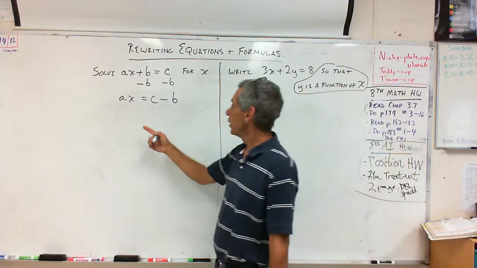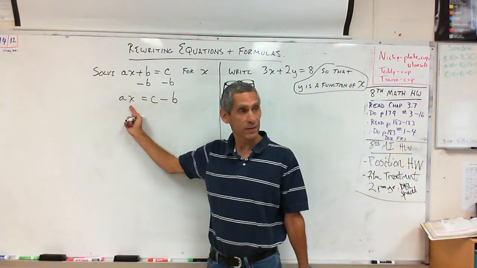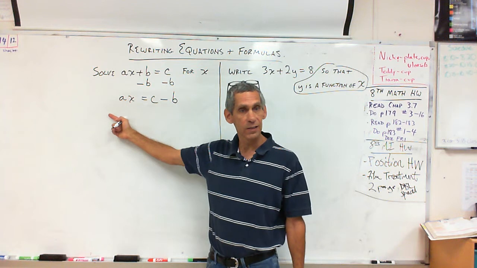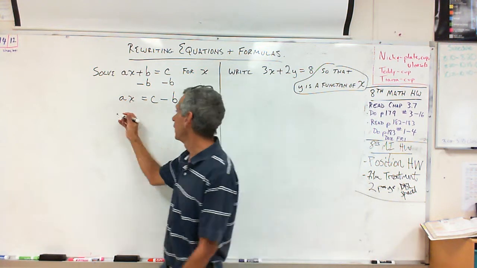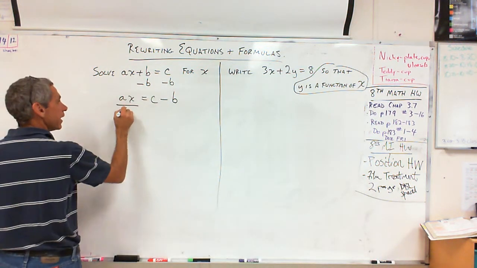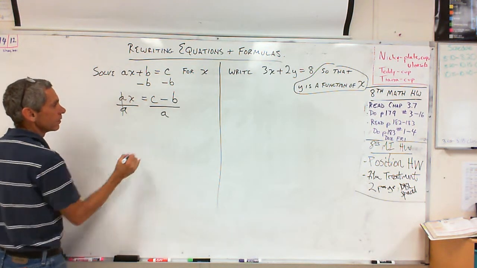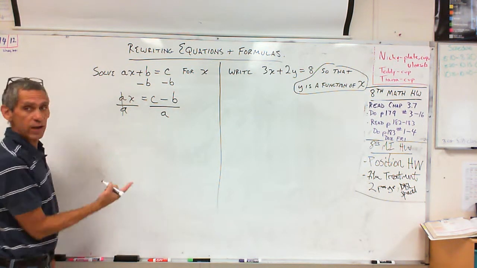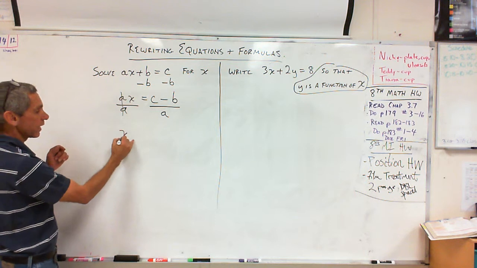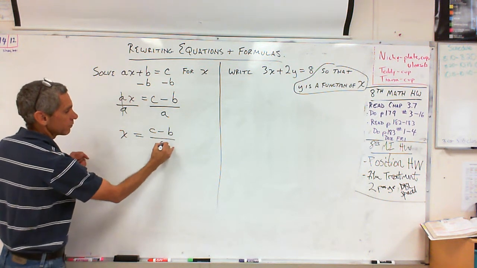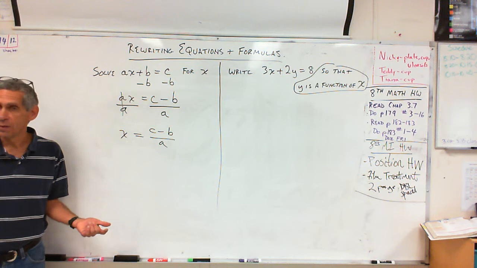So look, now I know what AX equals. I want to know what X equals. And the only way to make AX equal to 1X is divide by A, because A over A is 1. So I've got to divide this by A. But that doesn't go into any. Right, that's fine. So just leave it. So your answer is X is equal to C minus B divided by A. Very simple. That was easy.